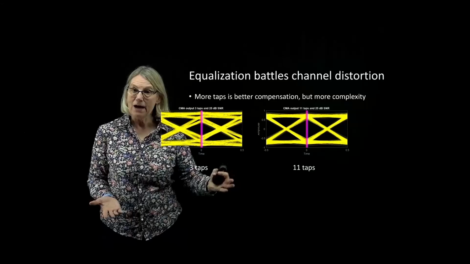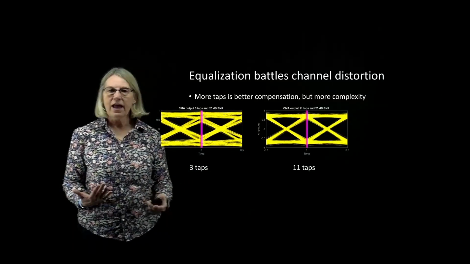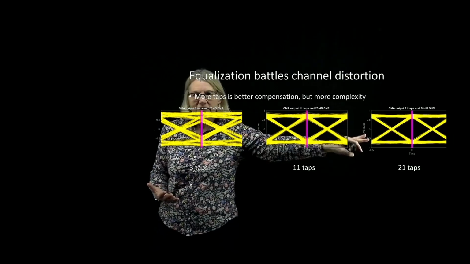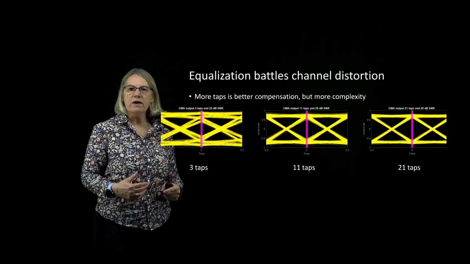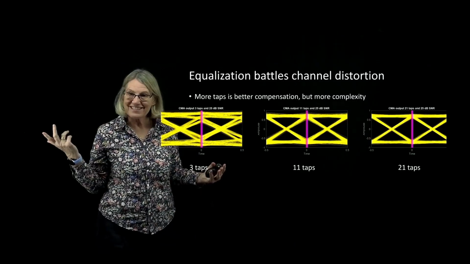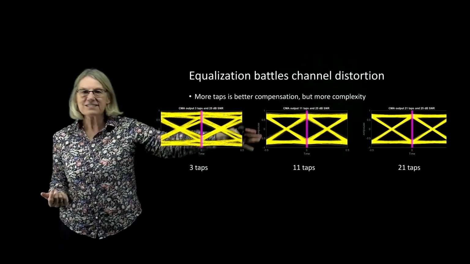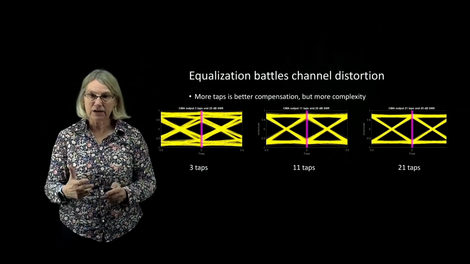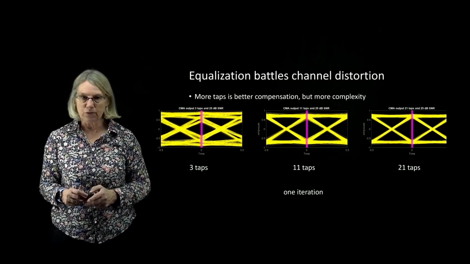If I go to 11 taps, then I'm getting much better equalization. And I can go up to 21 taps. It's even better, but of course it's not as big a difference as I saw between 3 taps and 11 taps. And so in the laboratory, we can play with these numbers offline because it's an RTO, so we're going to play with them and see what kind of compensation we get. But we can see it's a function of the number of taps in my equalizer. So my CMA is effective at equalization, and how effective depends on the complexity I'm willing to put into it.